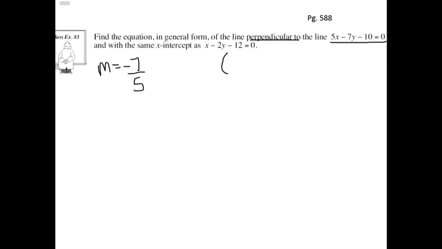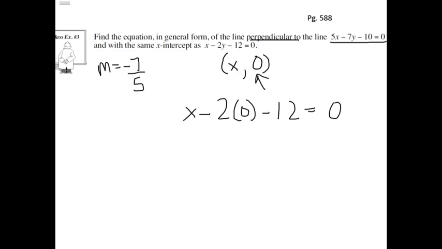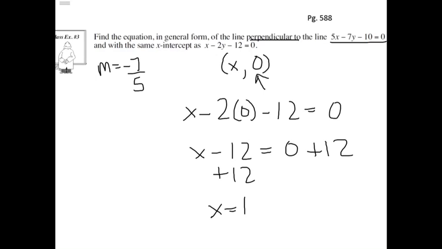Now remember, with x-intercepts we have x and then y is going to equal 0. So wherever we're going to see a y in the second formula, we're going to replace it with a 0. So it's going to be x minus 2 times 0 minus 12 is equal to 0. That means that x minus 12 will be 0. So you add 12 on both sides. X is going to equal 12. So your x-intercept is going to be 12 and 0.